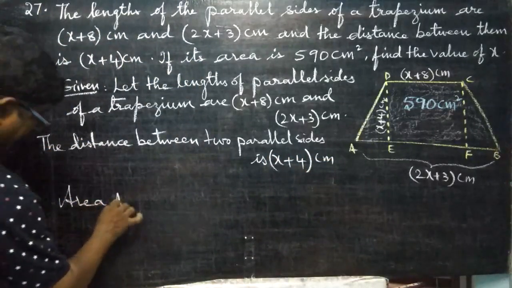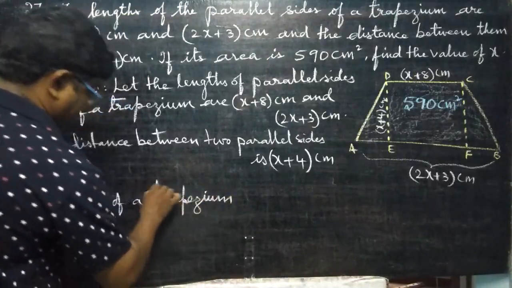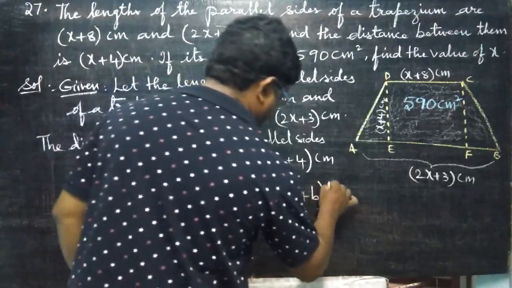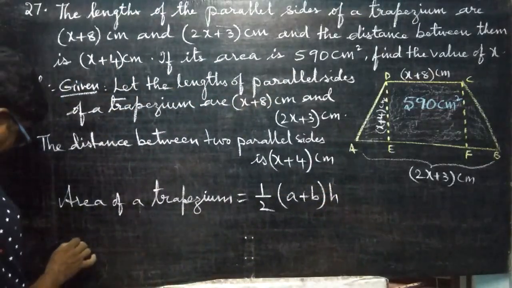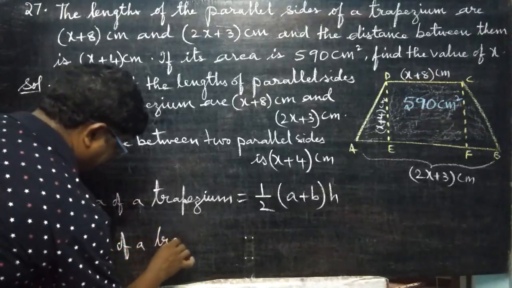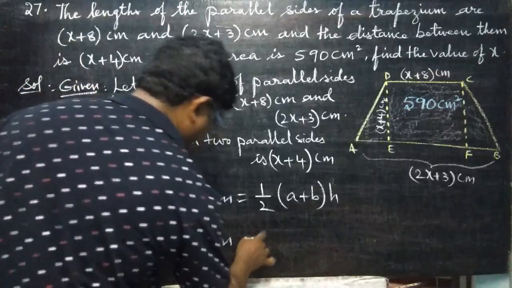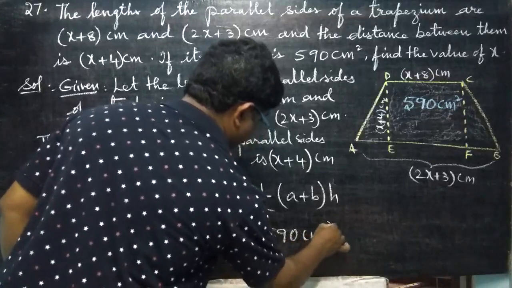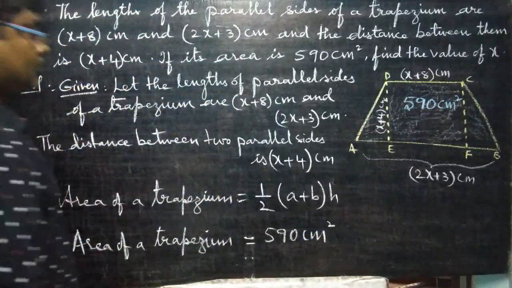Again, what is given? The area of the trapezium they have given. Area of a trapezium formula is half into A plus B into H. This is the formula. But given in the problem, the area they have given as 590 centimeters square. Now these two we are going to solve.